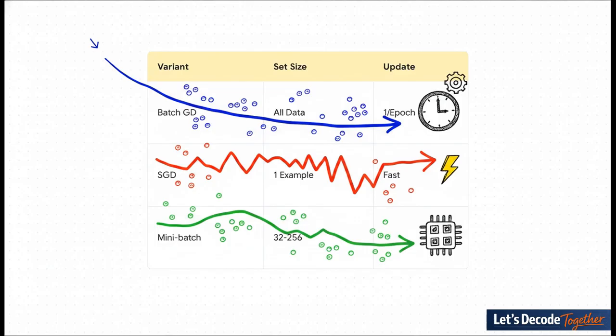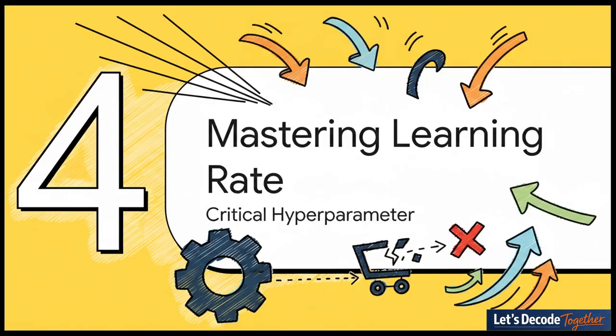So the sweet spot is actually mini batch gradient descent. We use a small batch, typically between 32 and 256 examples. It's much smoother than SGD, way faster than full batch GD, and honestly, it perfectly leverages the parallel processing power of modern GPUs. In deep learning today, starting with a batch size of 32 or 64 is the absolute engineering standard. Let's jump into Section 4, Mastering the Learning Rate.